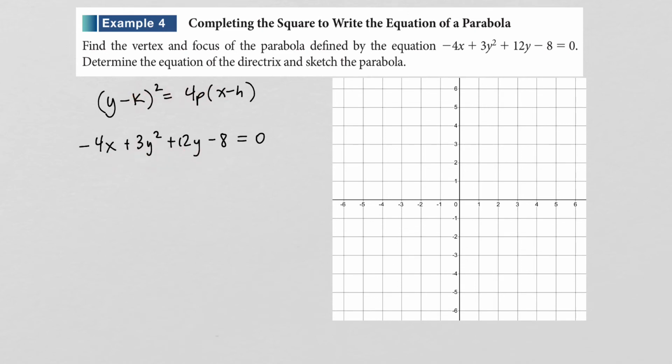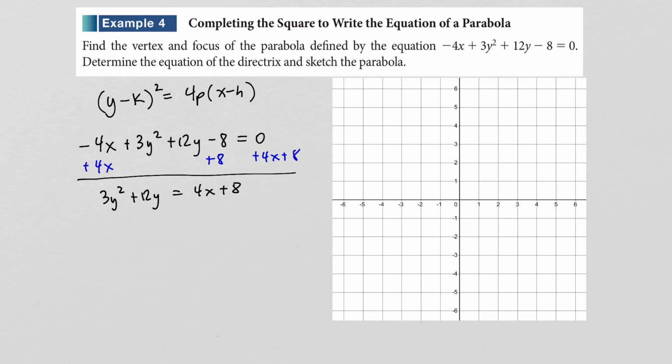So if we take our equation, the first thing I need to do to make this equation look like this is I'm going to move all of my x terms and constant terms over to the right-hand side. So I'm going to add 4x to both sides and add 8 to both sides. And when we do that, we get 3y squared plus 12y equals 4x plus 8.